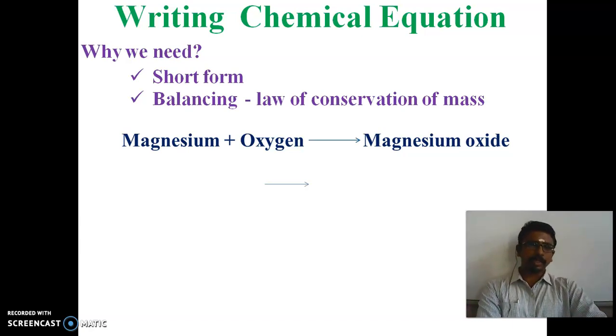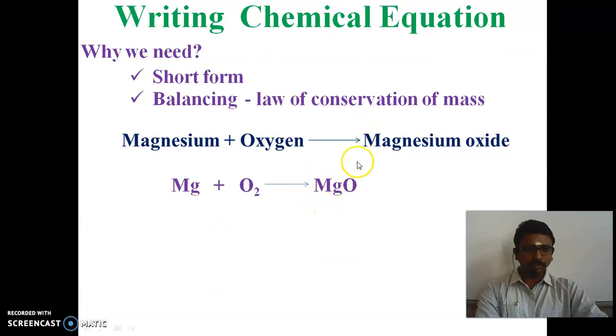So magnesium oxide. What is the formula for magnesium? Mg. What is the valency for magnesium? 2 plus. And what is the formula for oxide? O. And what is the valency for oxide? 2 minus. So what is the formula for magnesium oxide? MgO. Because the magnesium valency is plus 2 and the oxide valency is minus 2, the magnesium oxide formula is MgO.